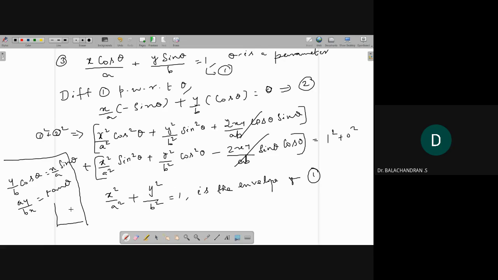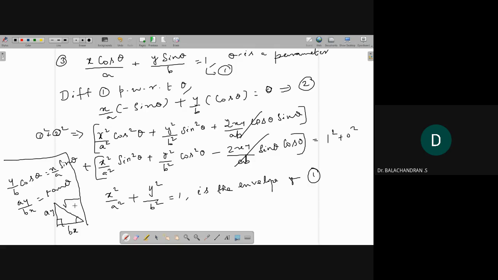So in the right angle triangle, this is 90 degrees, this is theta. So this is a y, this is b x. Then you need to find sine theta from this. So you need to find this side, so root of what?